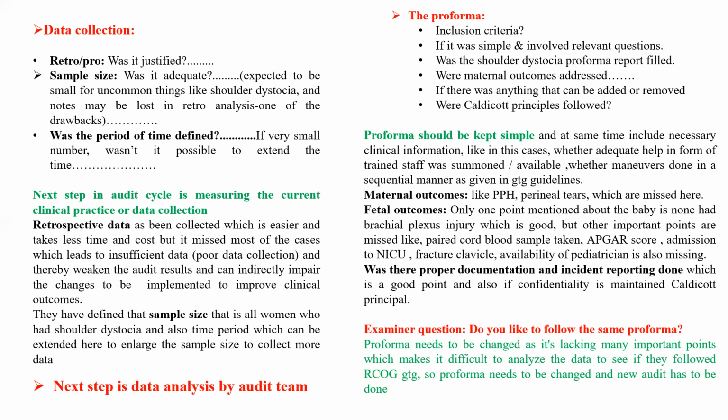Here the examiner may come out and ask you, do you like to follow the same pro forma? Your answer here: I have to follow the same pro forma of the initial audit, but with some changes, as it is lacking many important points, which makes it difficult to analyze the data to see if they are followed by the Green Top guideline. So the pro forma needs to be changed and the new audit has to be done. So this is the answer to this question.